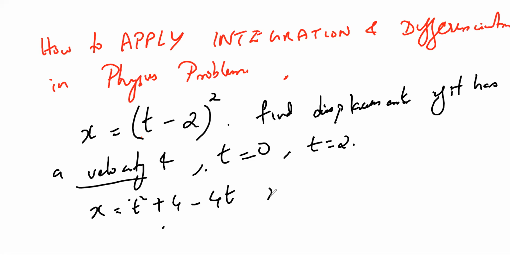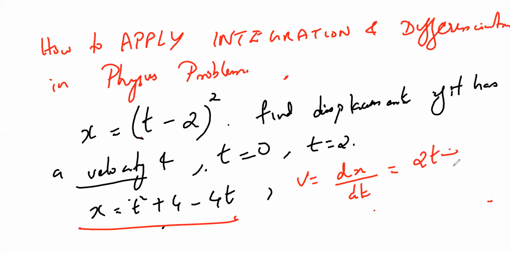Correct? And velocity, as I told you in class 11th or 12th, is dx by dt. Velocity is what? Rate of displacement with respect to time. So now x is this thing, we are differentiating with respect to t. So dx by dt, if I'm differentiating t square, just like x square, what is my x square differentiation? 2x. What is my t square differentiation? 2t. Plus 4.